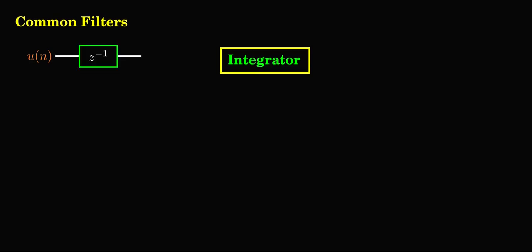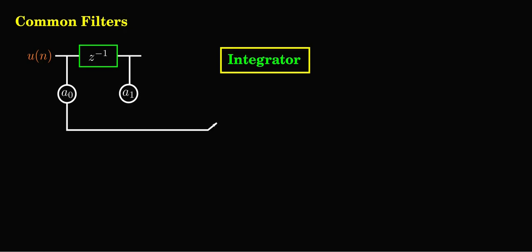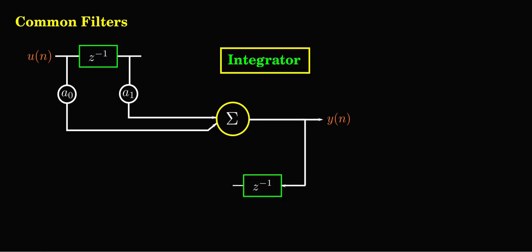Let us look at one more filter, which is the integrator. Integrator, again I am going to use an IIR filter, first order IIR filter. So this is the feed forward part. You are familiar now with this. Unit delay, A0, A1, summer. Output of that, I will feed back the output to a unit delay and B1. And this is the first order IIR filter.